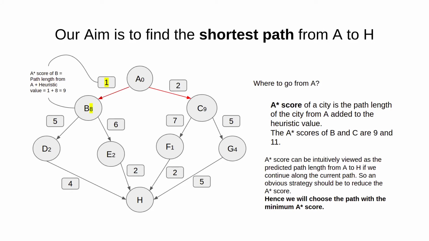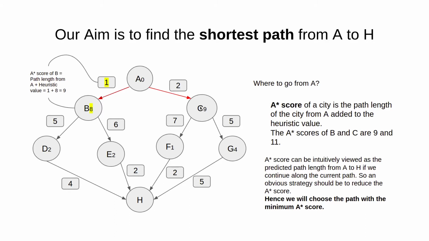Now our aim is to find the shortest path from city A to city H. Now we can go to city B or city C from city A, but which city to go? To choose between these two cities, we will assign each of them an A-star score. The A-star score of a city is the path length of the city from A added to its heuristic value. The A-star score of city B is 9 because the path length from city A is 1 and the heuristic value is 8.